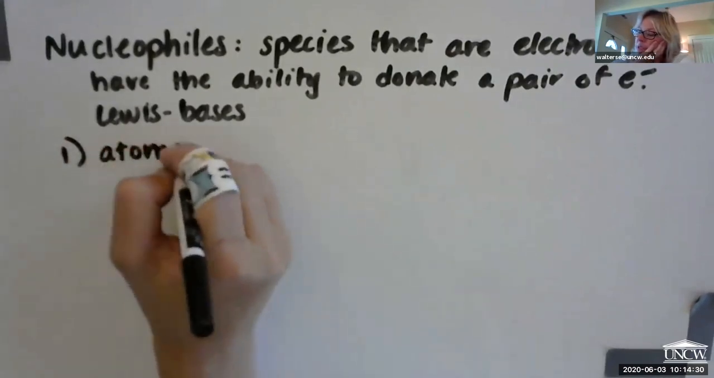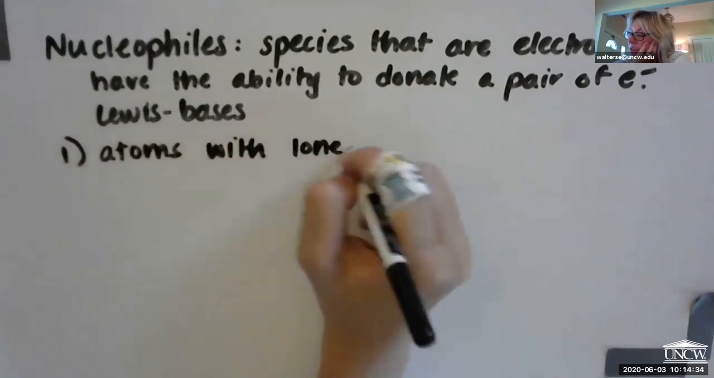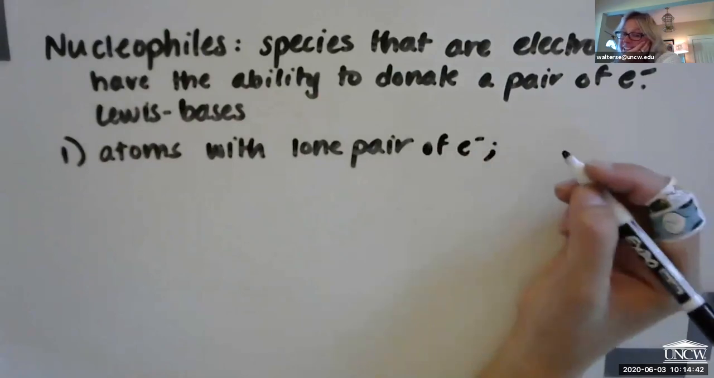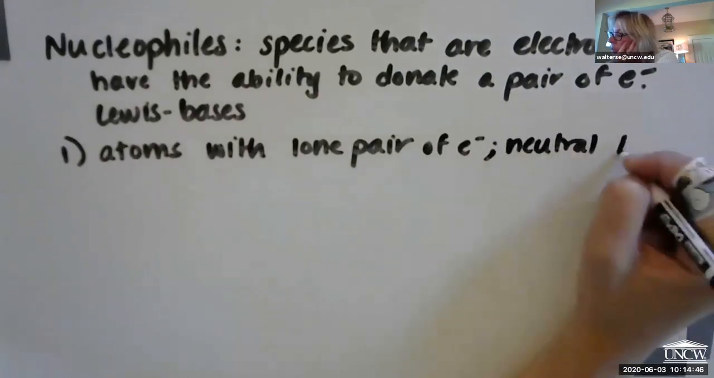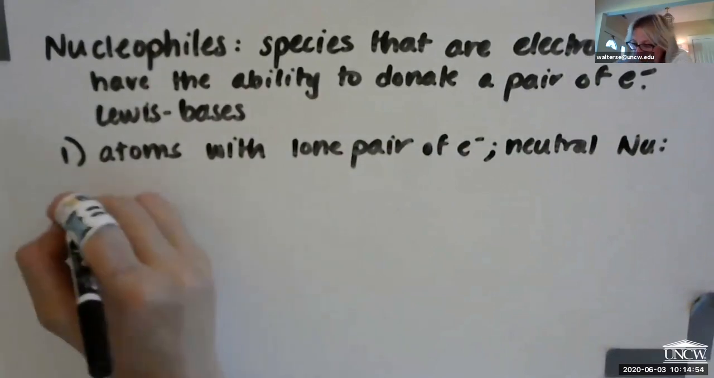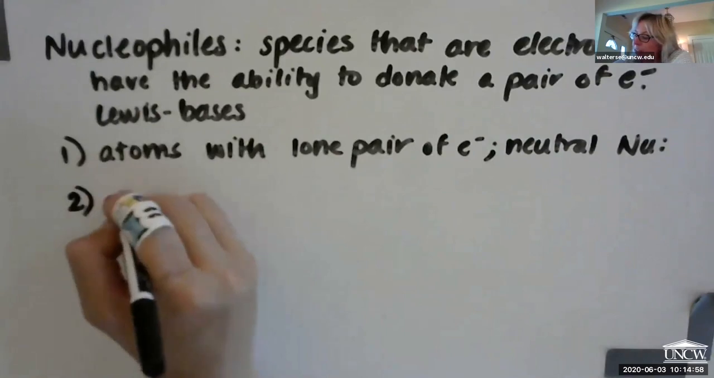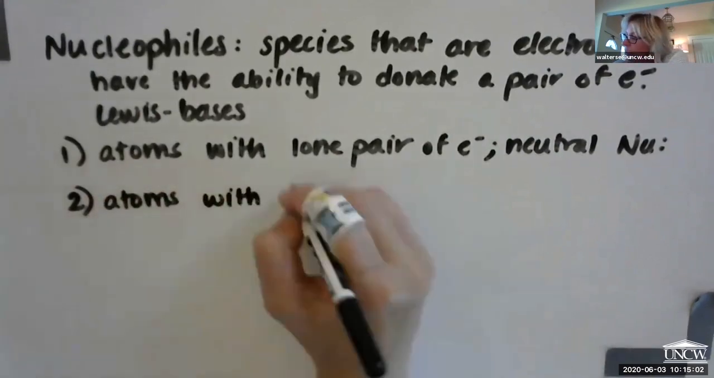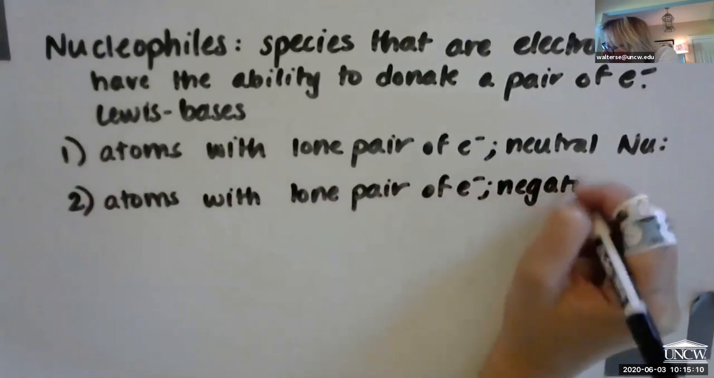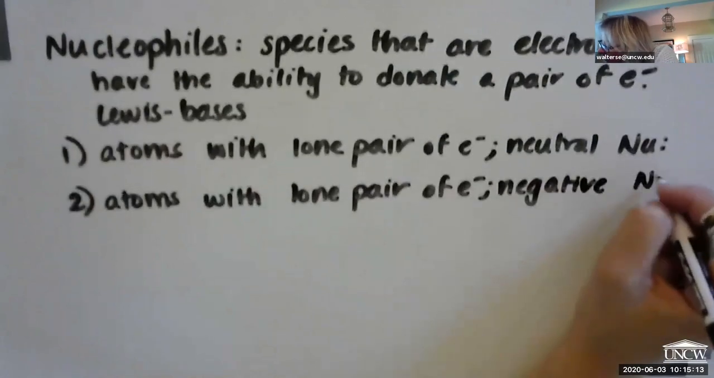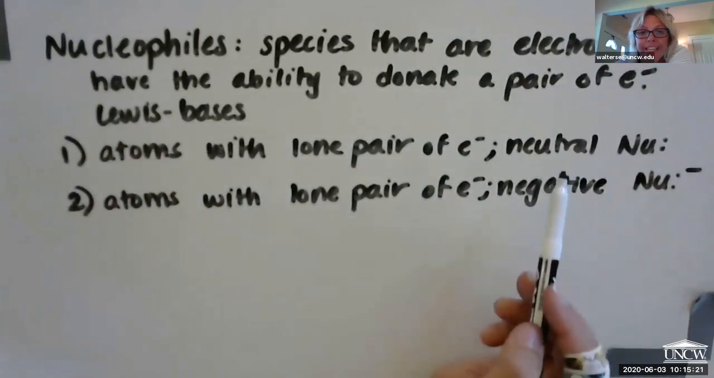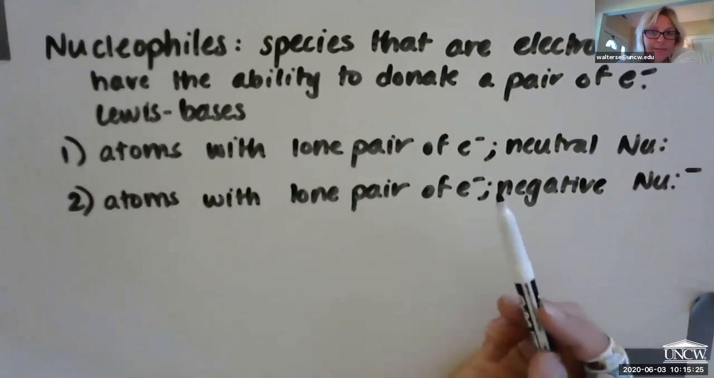You can have atoms with lone pairs, and that species can be neutral. So we would write that NU with a pair of electrons. It's not charged, it's just a neutral species. You can also have atoms with lone pairs of electrons that are negatively charged. So we would write that NU, electrons, negative. All the difference between these two is really in the strength of the nucleophile, how quickly it can attack something that's positive.